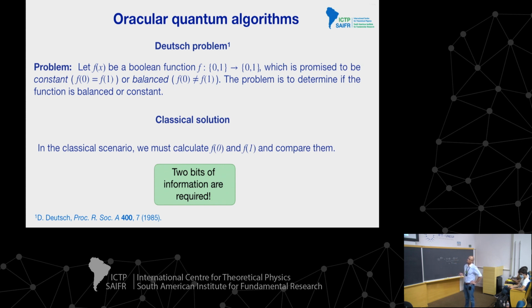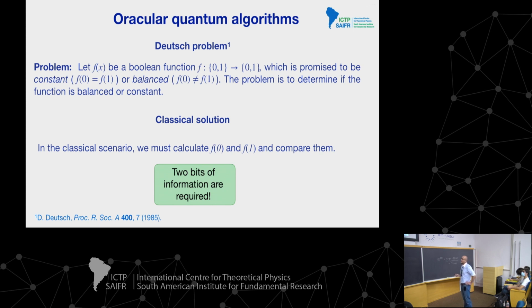The problem is the following. Let f of x be a Boolean function, with domain 0 and 1, and image 0 and 1. This function is promised to be constant, which means that f of 0 is equal to f of 1, independently of the value of the function. It could be 0 equals 0, or 1 equals 1, right? Or balanced, if the values of the function f of 0 and f of 1 are not equal. Okay, the problem here is to determine if the function is balanced or constant.